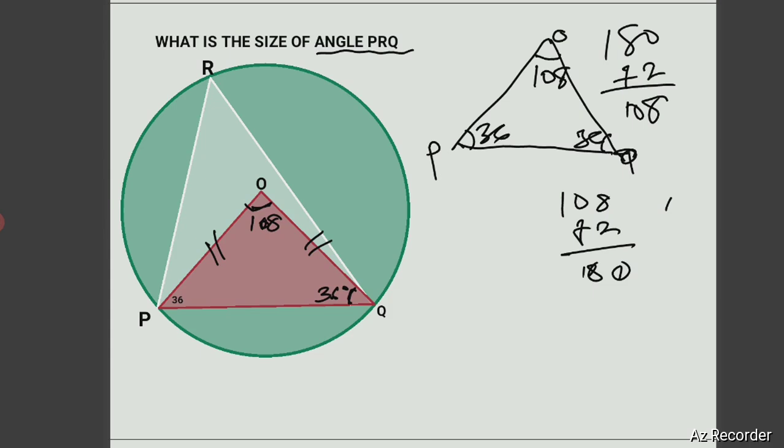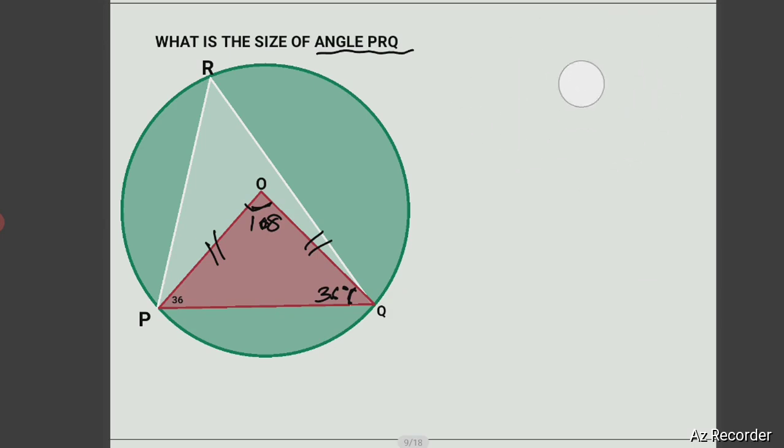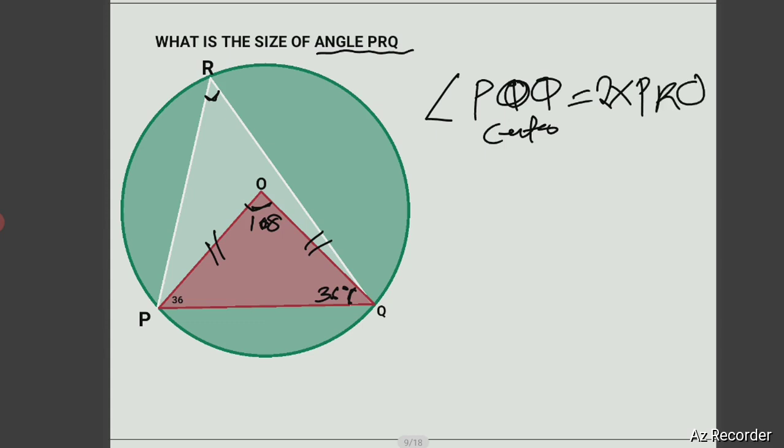But what we need to find, and the question given to us, is to find the size of angle PRQ, which is this angle we were looking for. But there is a law which states that the angle at the center is twice the one at the circumference. One of the theorems of circle theory, that the angle POQ, the one at the center, is twice the one at the circumference, which is PRQ.